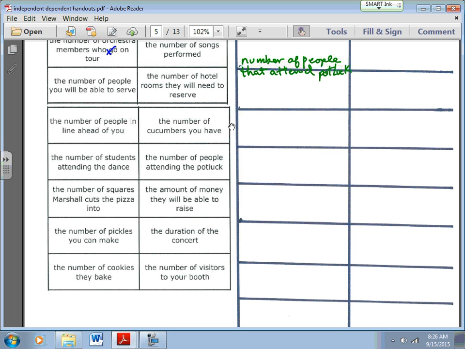Maybe the number of visitors to your booth, do you think that one would match with the number of squares Marshall cuts the pizza into? Sounds weird. Does that sound right? A pizza booth? I've never been to a pizza booth. I've seen more candy booths than I've seen pizza booths. Yes, I agree. I don't know, the total amount of candy you'll hand out and the number of people attending the potluck doesn't sound right. Yeah, that one doesn't sound right.